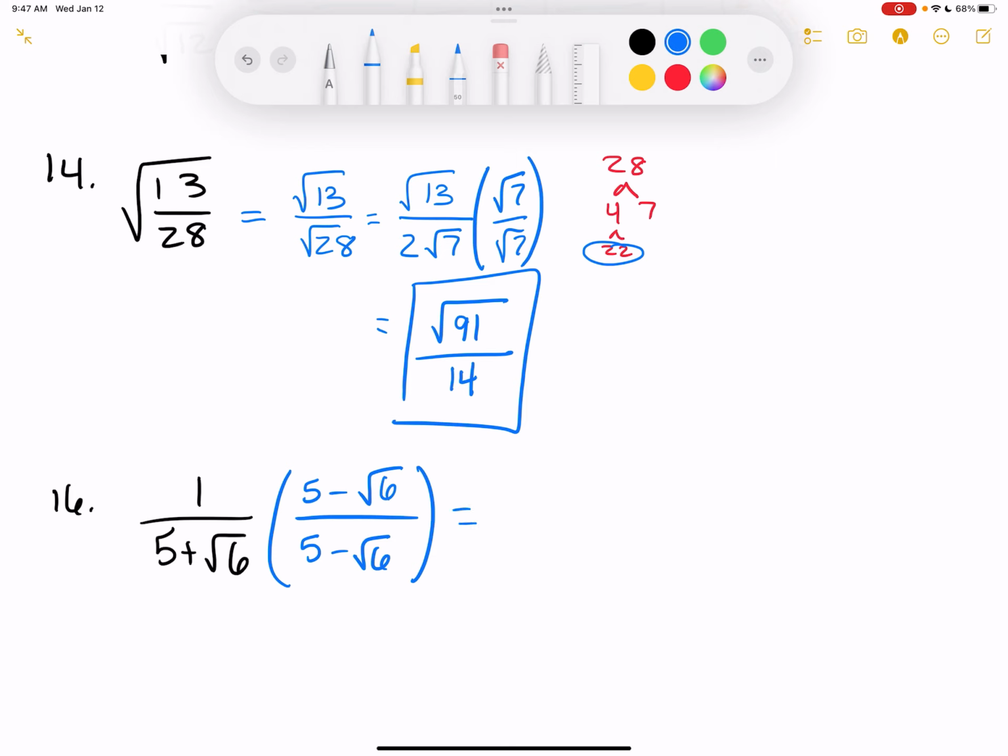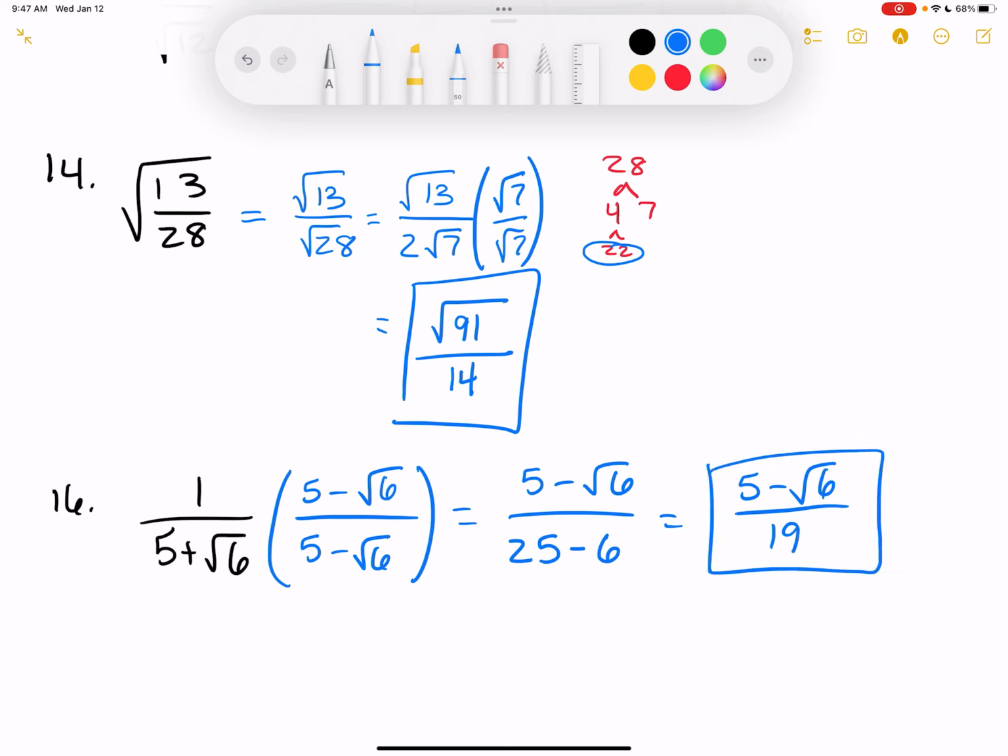So on top, in this case, since it's just a 1, we can just copy it over, 5 minus the square root of 6. On the bottom, I have a difference of squares, so when I multiply that, I'm going to get 5 squared, which is 25, and then minus the square root of 6 times the square root of 6 is going to be minus 6. Okay, remember, we would have the minus 5 root 6 plus 5 root 6 term that's canceling. That's what makes it a difference of squares. So then our final answer, 5 minus the square root of 6 over 19. So you just leave the top. Yeah, the top is fine, but the bottom, you've got to get rid of it.